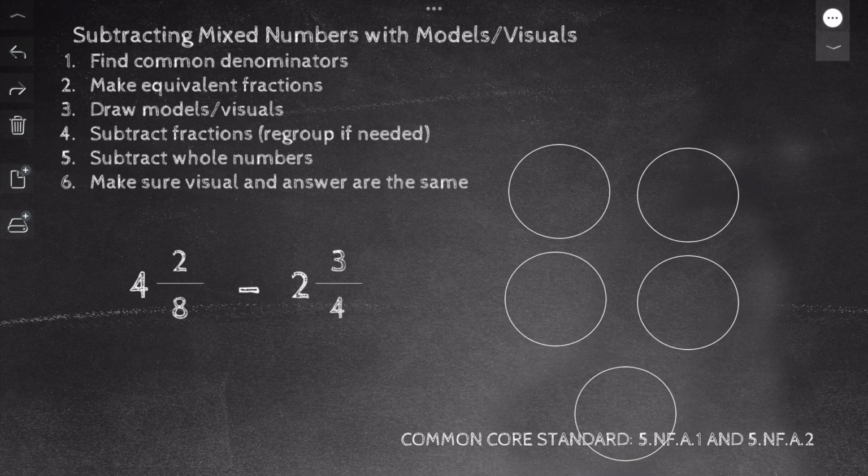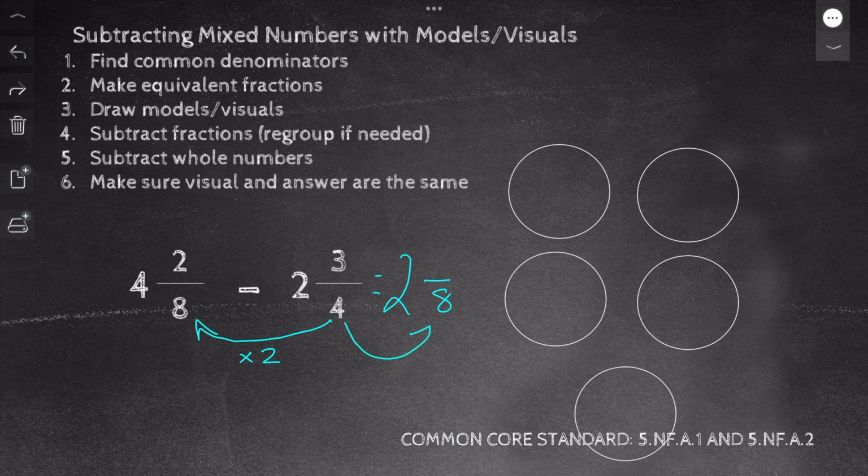For our last problem of 4 2/8 minus 2 3/4, if you'd like to try to do this problem yourself right now, pause the video. For 4 2/8 minus 2 3/4, I first need to find my common denominator. I notice that 4 can go into 8 2 times, so 4 times 2 equals 8. So now I have a common denominator of 8.